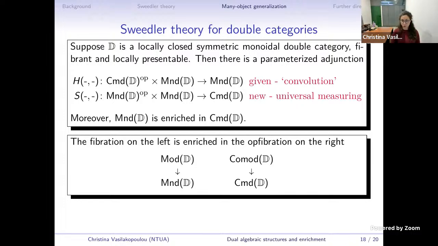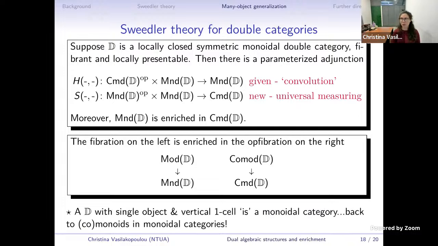And of course, to not lose the forest behind the tree, a double category D with a single object and a vertical one cell has the same amount of data as a monoidal category. So we can, in fact, directly obtain everything for monoidal categories straight away in this über generalization of Sweedler theory.